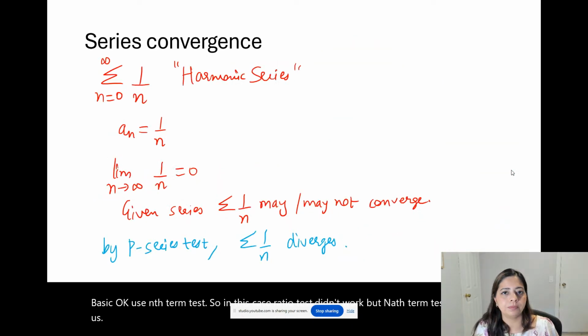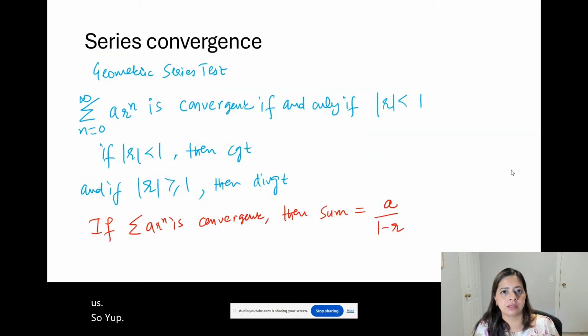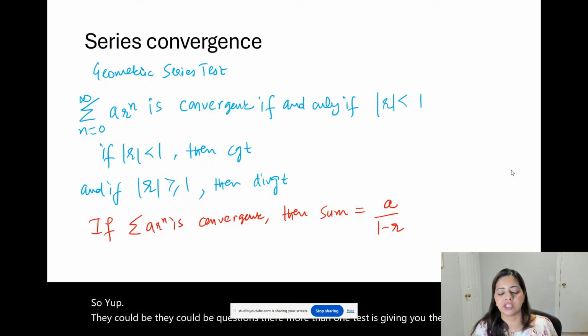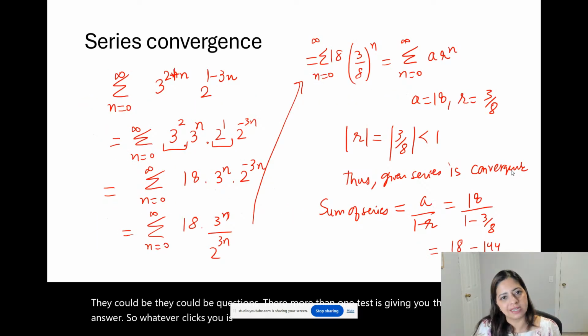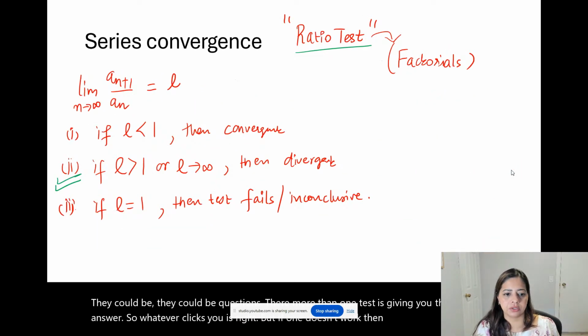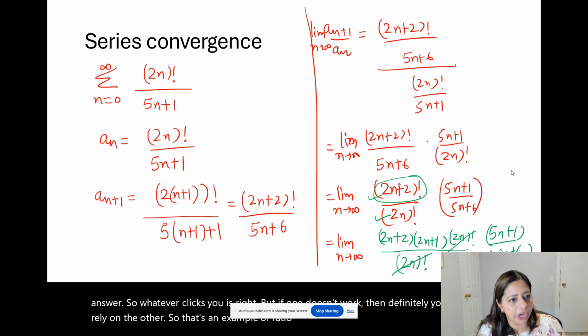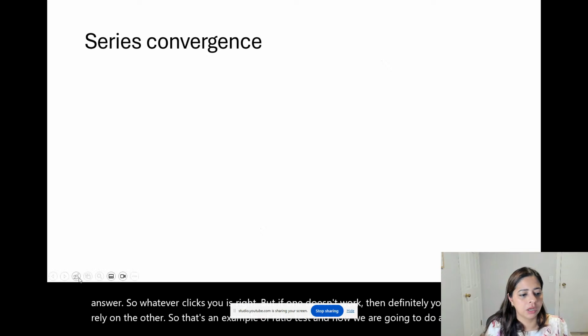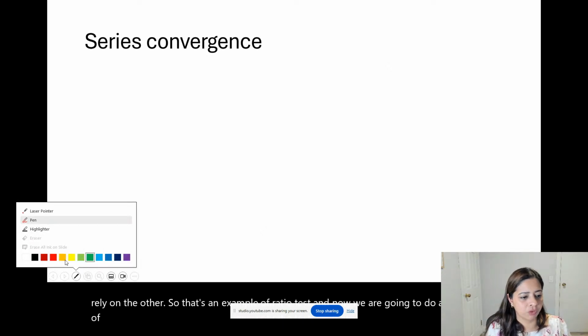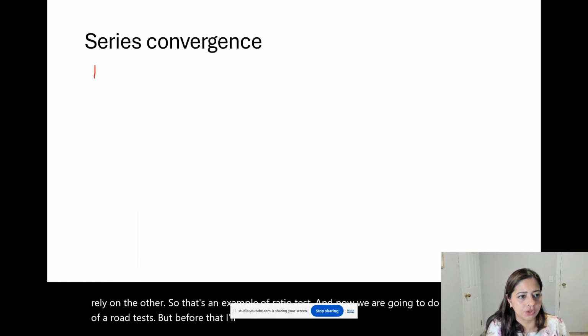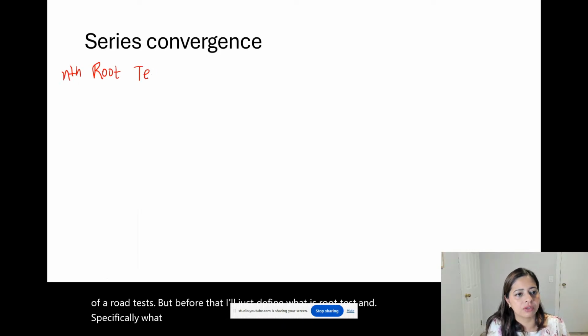So yeah, there could be questions where more than one test is giving you the answer. So whatever clicks for you is right. But if one doesn't work, then definitely you have to rely on the other. So that's an example of the ratio test. And now we are going to do an example of the root test. But before that, I'll just define what the root test is, and specifically what the nth root test is.